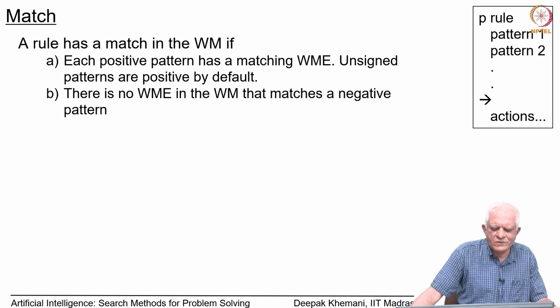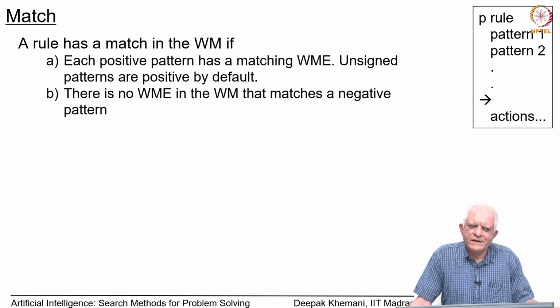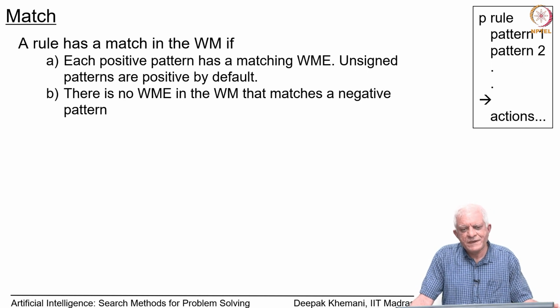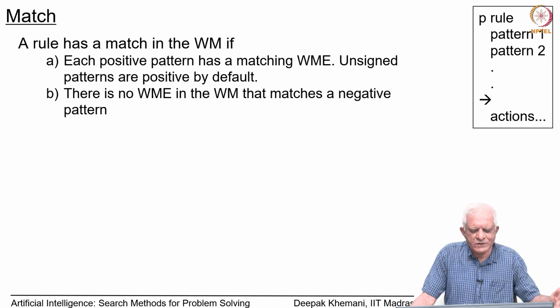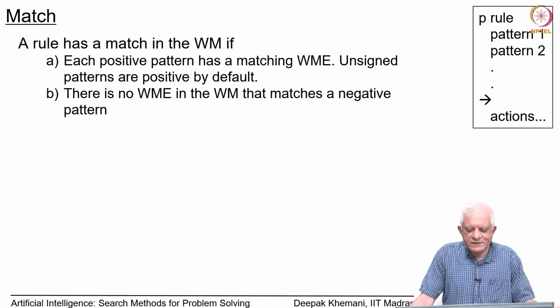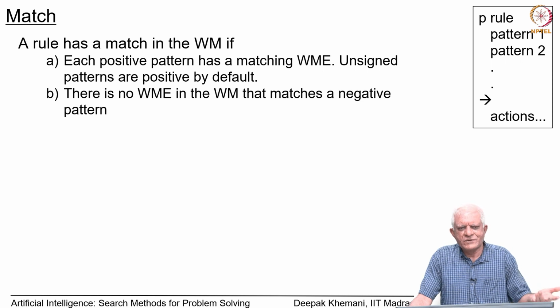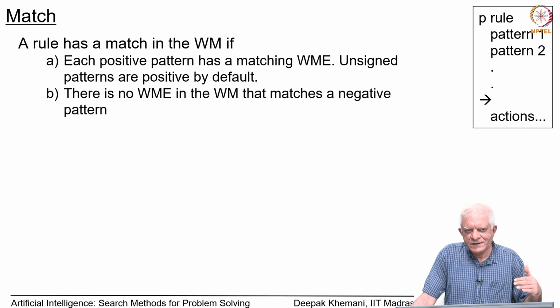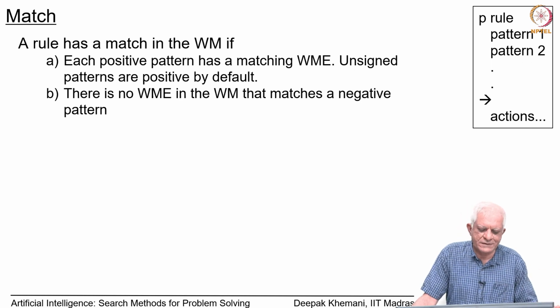So, as we saw in the ranking rule that we saw, the first two patterns had no sign. So, we assume that they are positive, that we must find a matching working memory element for them. It is only when they were negative patterns that we put a negative sign there in front of them. So, a rule matches if for every positive pattern there is a matching working memory element, and there is no working memory element which matches a negative pattern if there is one in the rule. The sorting rule did not have any negative patterns. So, the second thing will not apply, but the ranking rule had. You said that there should be no student with higher marks. So, this there should be no student is expressed as a negative pattern.